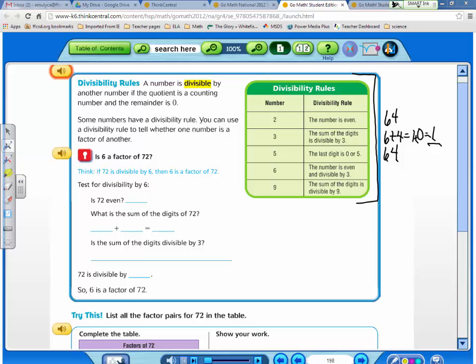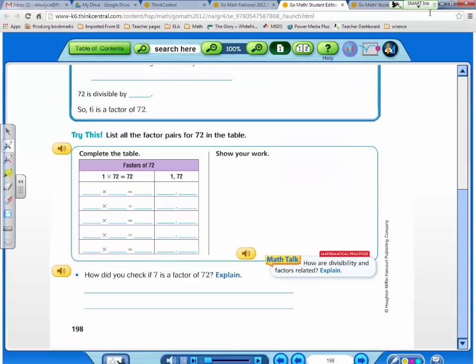So let's take a look at how we applied this to a few of the problems here. The first thing I want students to do is find the sum of their digits. So if we look at 72, we have 7 plus 2 equals 9. That will help us later on. They already did 1 times 72 equals 72, giving me factors of 1 and 72. Now I look at 72 and ask, is it divisible by 2? Yes, because it is an even number. So 2 times 36 is 72.